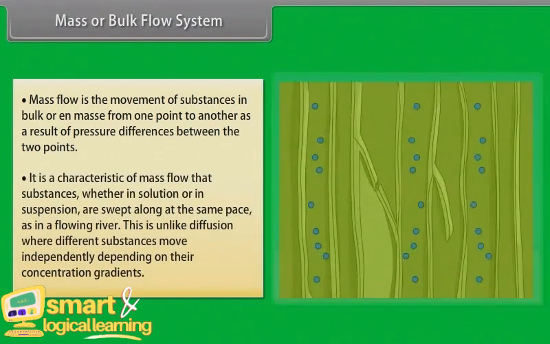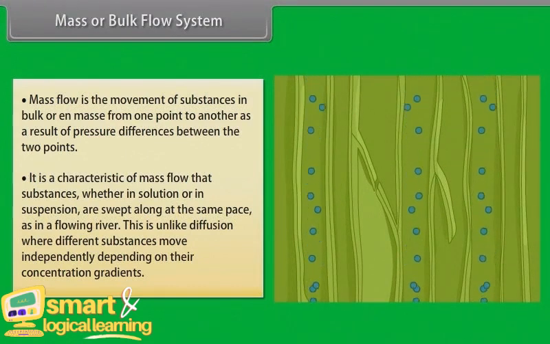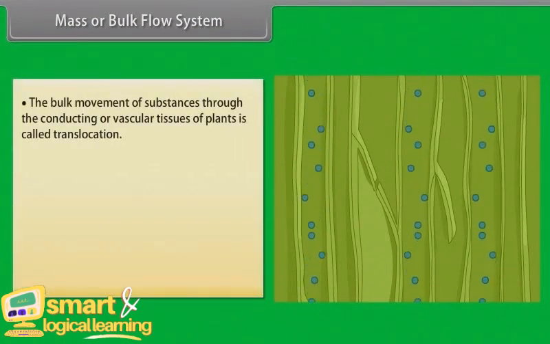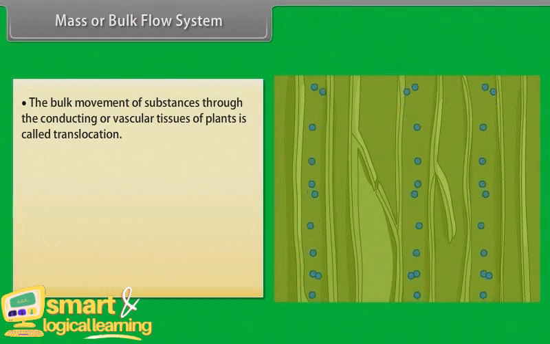It is a characteristic of mass flow that substances, whether in solution or in suspension, are swept along at the same pace as in a flowing river. This is unlike diffusion, where different substances move independently depending on their concentration gradients. Bulk flow can be achieved either through a positive hydrostatic pressure gradient, for example a garden hose, or a negative hydrostatic pressure gradient, for example suction through a straw. The bulk movement of substances through the conducting or vascular tissues of plants is called translocation.